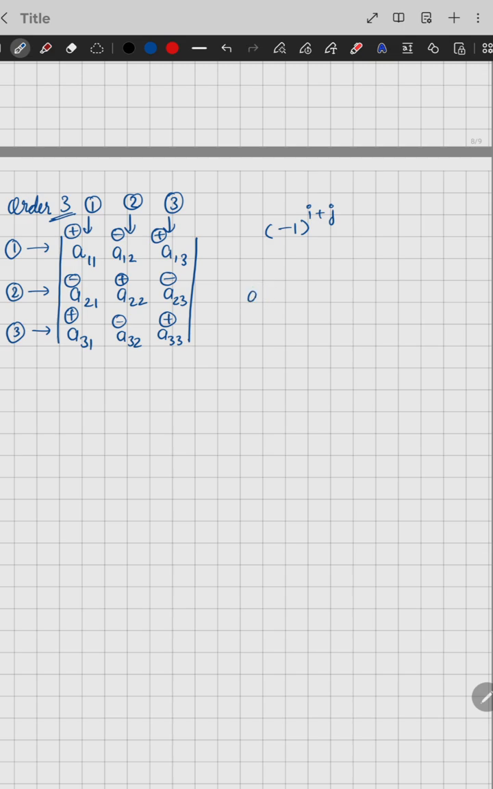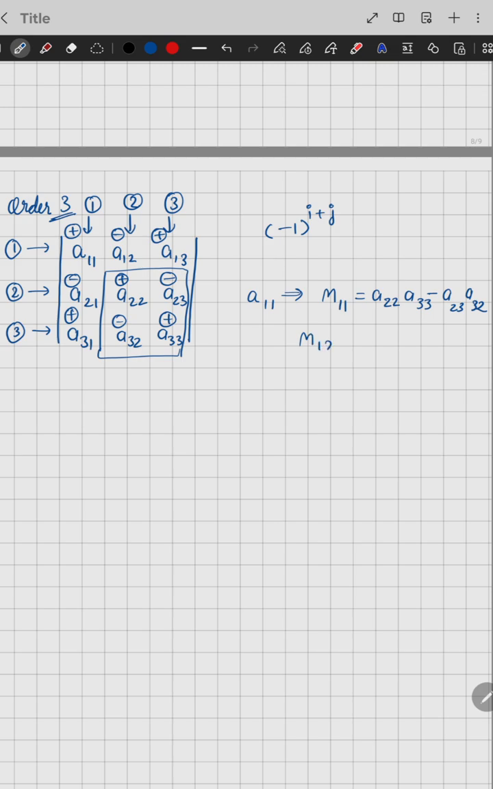For example, for A11 the minor is M11. Now what is a minor? For A11, it is the determinant of this one. So M11 is equal to A22 into A33 minus A23 into A32.